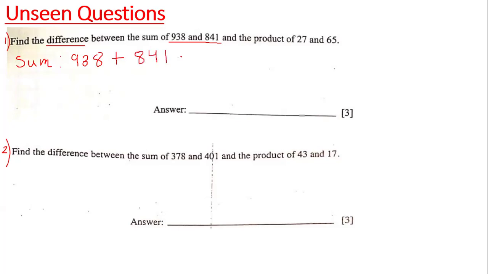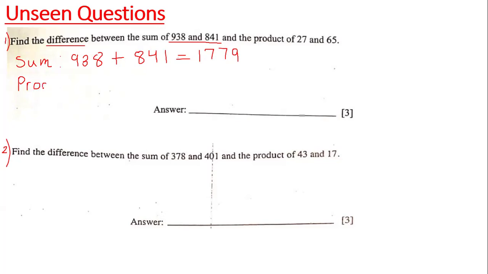Which gives you 1,779. So we get 938 plus 841, that gives you 1,779. That's the sum. Then you have the product. So far, so good.